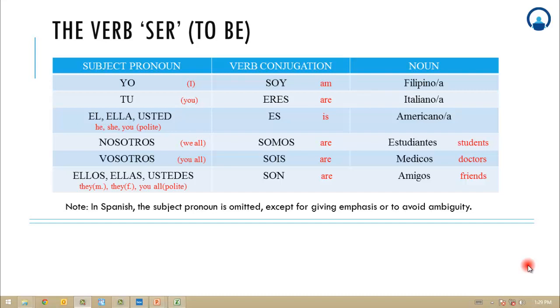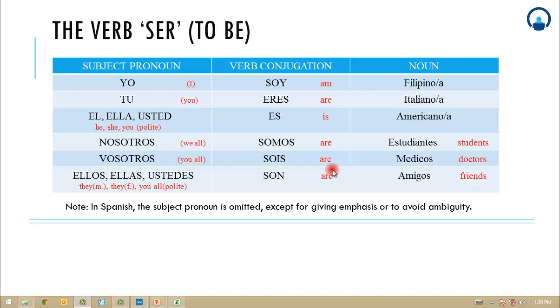From here, we'll slowly start with the Spanish grammar that's going to help us to form a sentence. The first part that we'll see in our grammar is the verb called ser, that means to be. Now, what is the verb ser and how is it used? We'll see it now with an example.